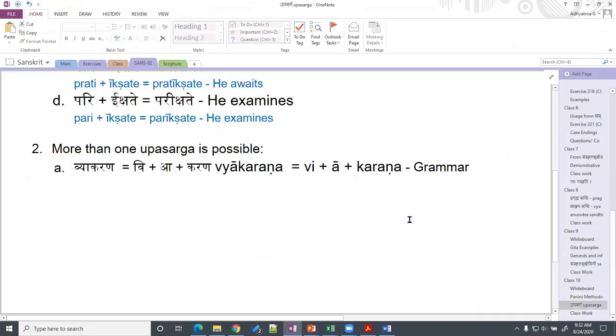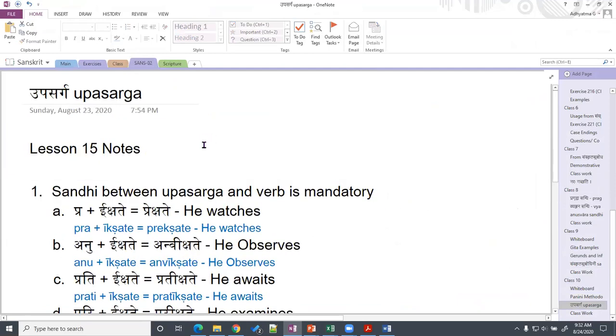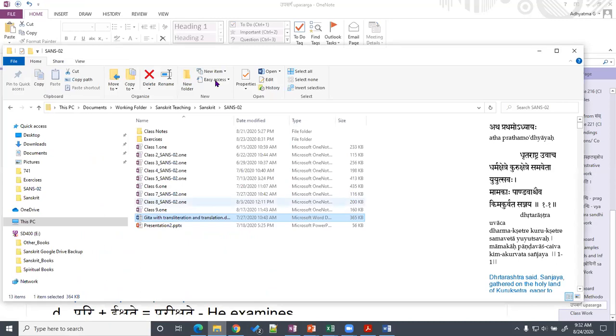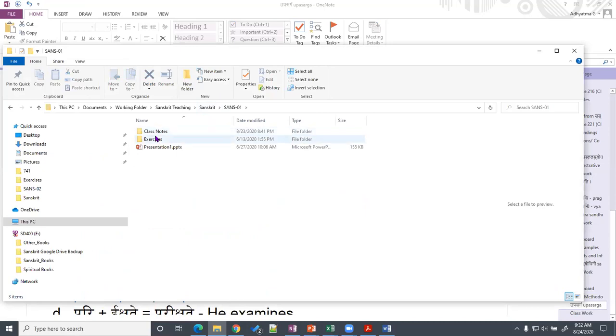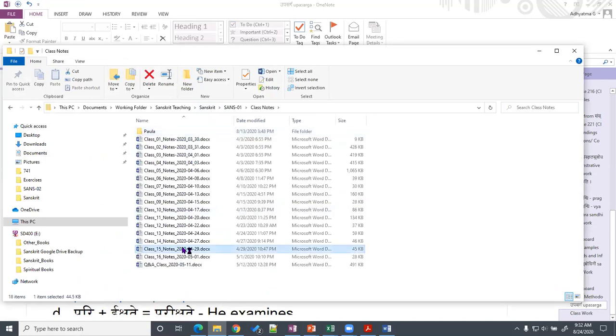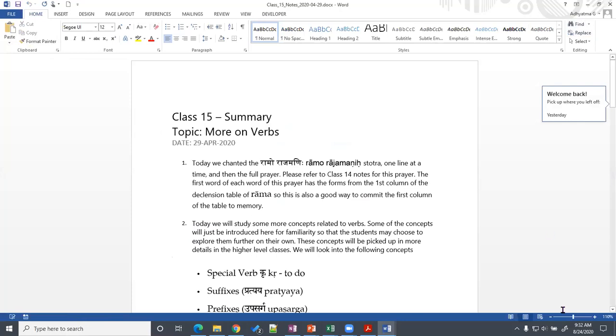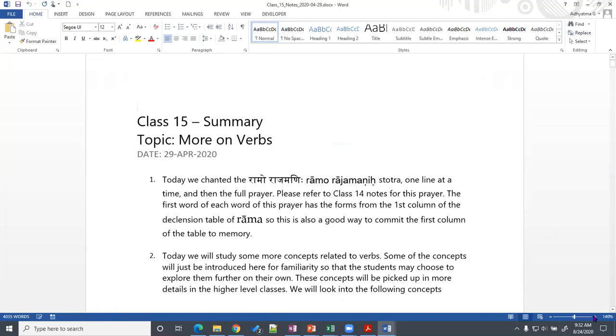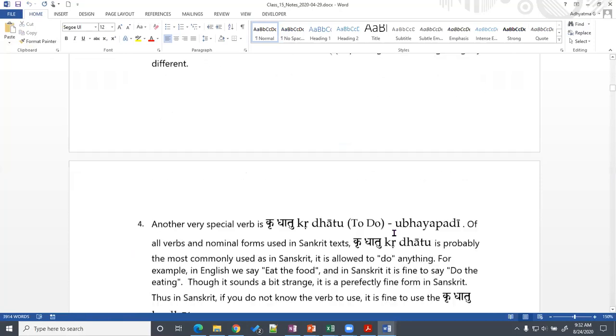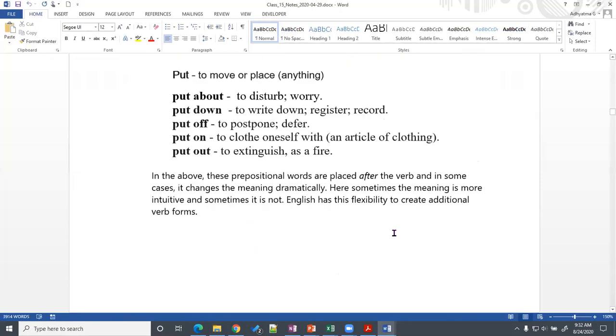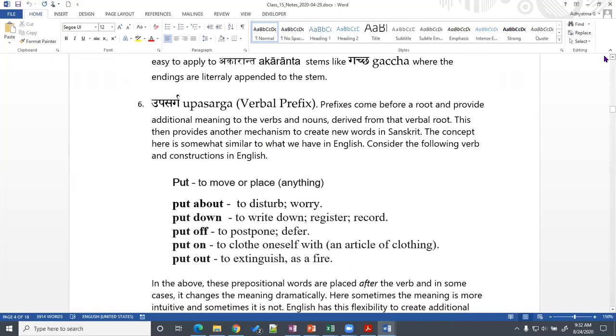Then, if there are no more questions, I want to start with this topic called Upasarga. Upasarga is called verb prefix. And we covered it in Sanskrit 1 course in lesson 15. So I would recommend you to check the notes of lesson 15 from the course 1. So here is lesson 15 notes, which you can access from the repository. And here was the one I had explained.